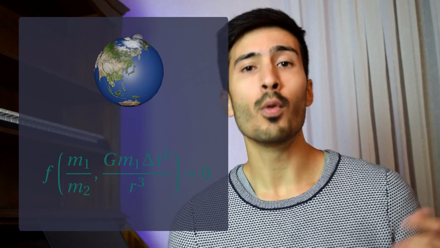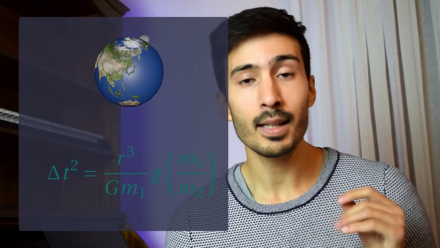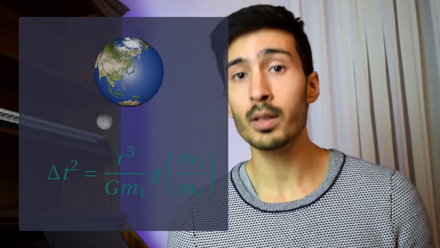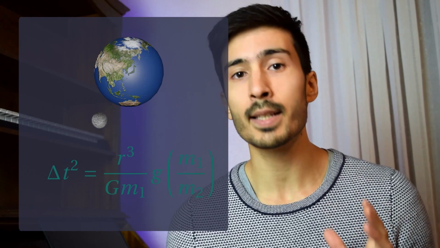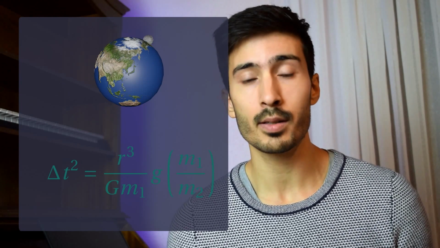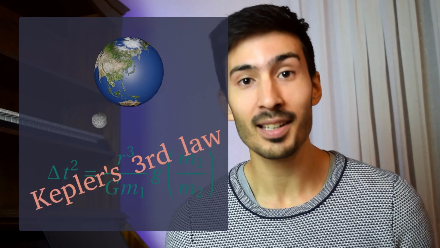The second group is also easy to find because, except for the universal gravitational constant, all the other quantities only have one dimension. We follow exactly the same procedure and we find this formula. While this may not appear to be much, it is a remarkable result. It tells us that the square of the orbital period is proportional to the cube of the characteristic distance between the two bodies. This is Kepler's third law.